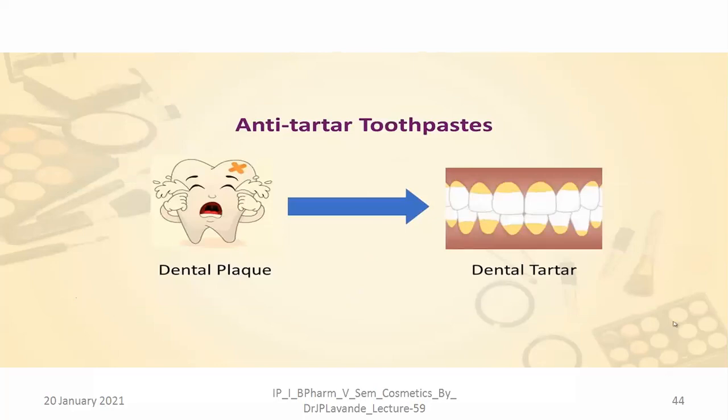Some toothpastes are anti-tartar toothpastes. Tartar is a disorder observed on the teeth. The dental plaque continuously accumulates on the teeth and leads to yellow staining or a yellow color appearance on the teeth. That is said to be tartar. Anti-tartar toothpastes are used in order to remove these tartar products.